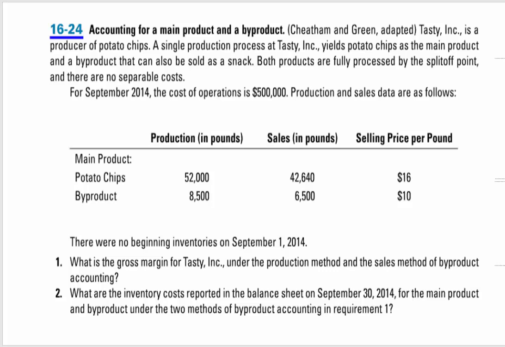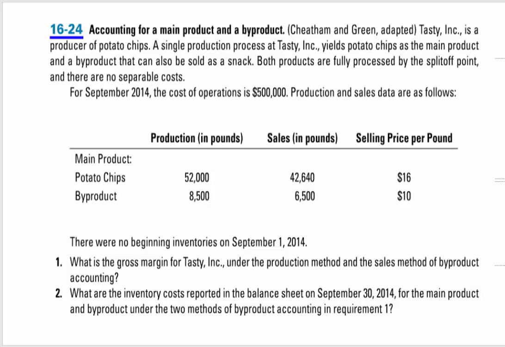Alright, so next let's take a look at an example taken from the textbook, the back of the book exercises. This question is kind of similar, but a little different because it talks about food processing, which is different from the furniture industry. We're looking at one company, and they have two outputs: one is potato chips, one is a byproduct. We have their production in pounds, their sales in pounds, and also the selling price per pound. The cost of operation I would consider joint cost.